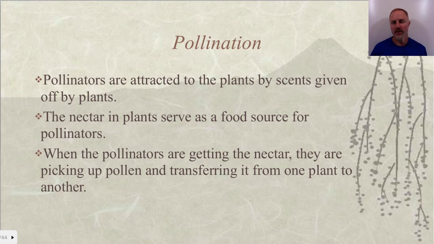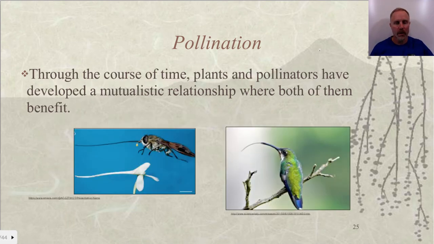So the pollinators, of course, are attracted to the scents given off by the plants, as well as how they look to the insects or other animals that are using this plant, this flower, as a food source. And when these pollinators are getting the nectar, like we just said, they're picking up the pollen and transferring it from one plant to the next.